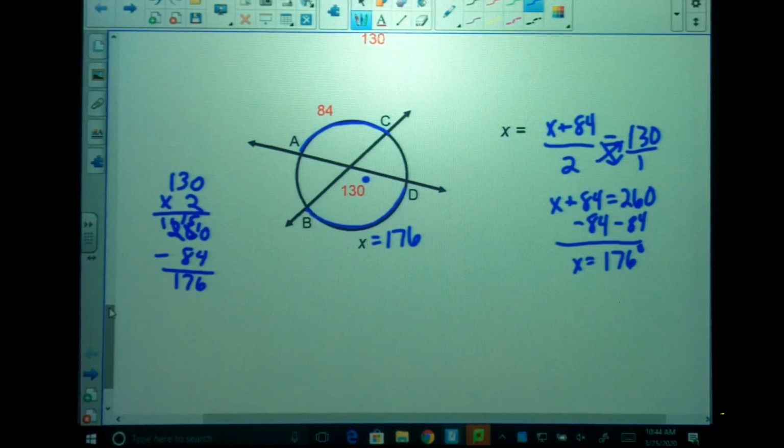To find that angle on the inside, we have to add the two arcs together and then divide by 2. So if we're working backwards, we multiply the angle by 2 and then subtract the other measured arc to find the arc that we want.